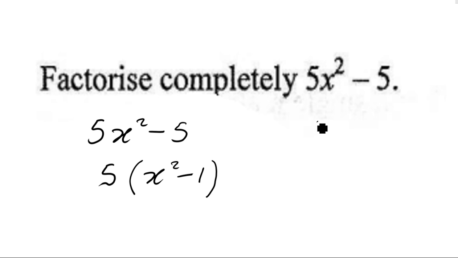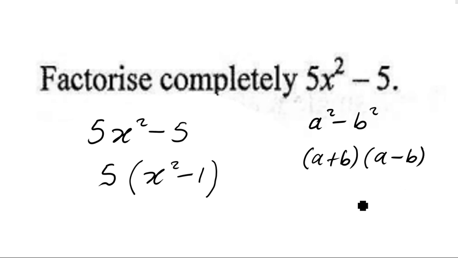If I have something like a squared minus b squared, these are square numbers and they are being subtracted. So this is the difference of two squares. I can factorize this by saying a plus b and a minus b. So this can be factorized like this, implying that I have to factorize this using this same principle here.